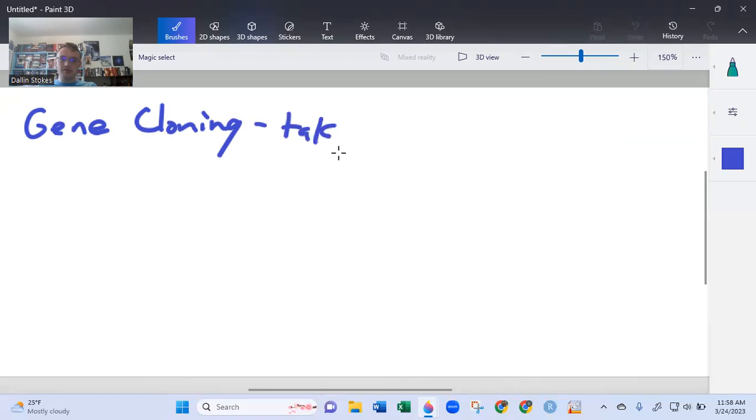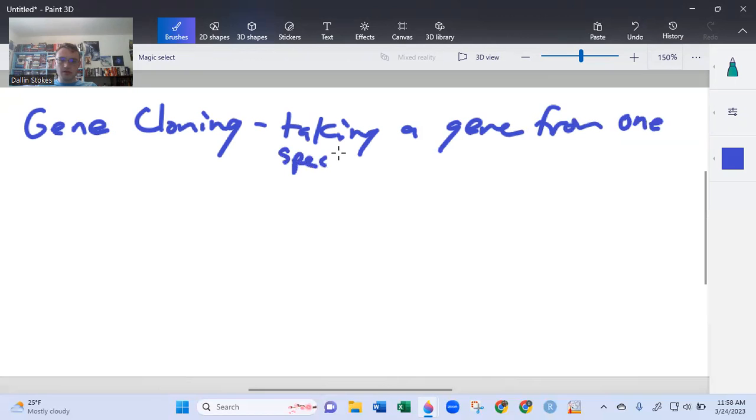species and putting it into another species to give that second species a particular trait that it didn't have before. Putting it into different species.